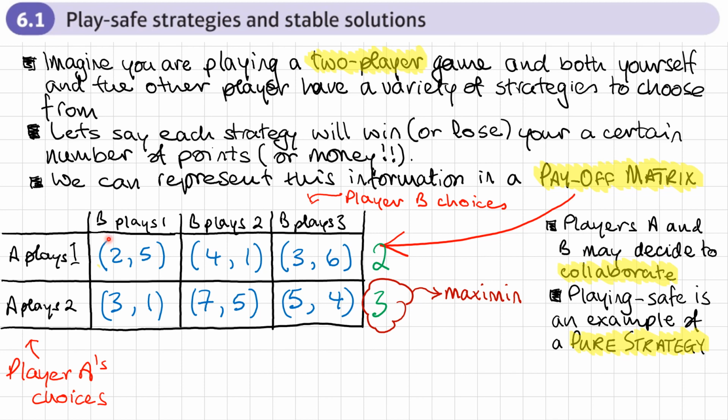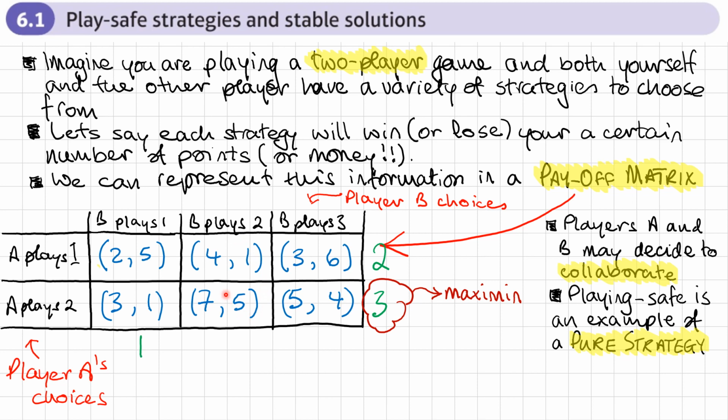So let's have a look at player B. Let's say that they play 1. Now this is assuming they don't know what A is going to do. So B could win 5 or 1 if he plays strategy 1. If he plays strategy 2, he could do 1 or 5. Strategy 3, if he plays 3, 6 or 4. Now, if B plays, they don't know what A is going to do. What could they win? They could win 5 or 1. So the minimum they're going to win is going to be 1.